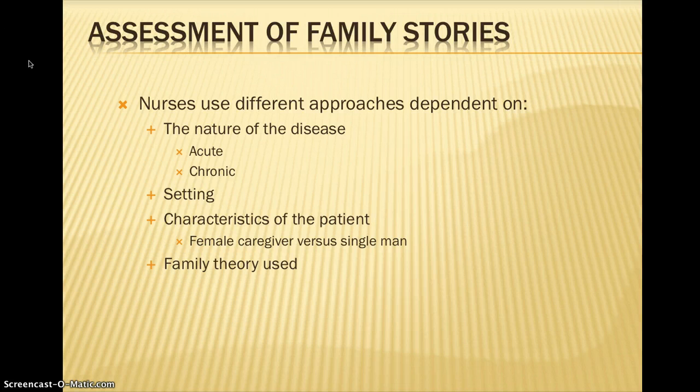Depending on the families that you'll be interacting with, your textbook talks about the nurse in the role as assessing families. I want you to be thinking about how, in your primary care role, it will differ from the approaches you've had if you're currently in an acute care setting. So think about the nature of the disease. Is it acute or chronic? What setting are you in? What are the characteristics of that patient? And then we'll be talking about using family theories.